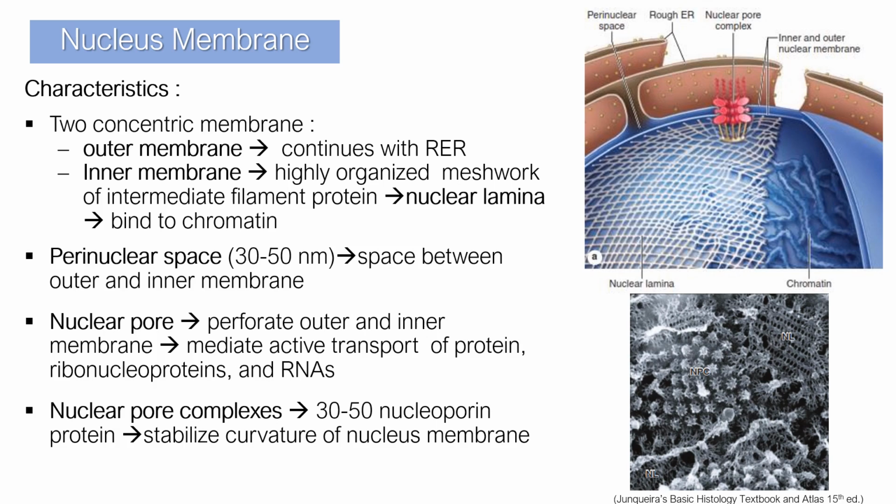non-dividing cells. The two membranes of the nucleus membrane are perforated at intervals by nuclear pores that mediate the active transport of protein, ribonucleoprotein, and RNA between the nucleus and cytoplasm. Nuclear pore complexes contain 30 to 50 nucleoporin proteins forming a symmetric core of inner and outer rings which stabilize the curvature of the nucleus membrane. And this is the nuclear pore complex.